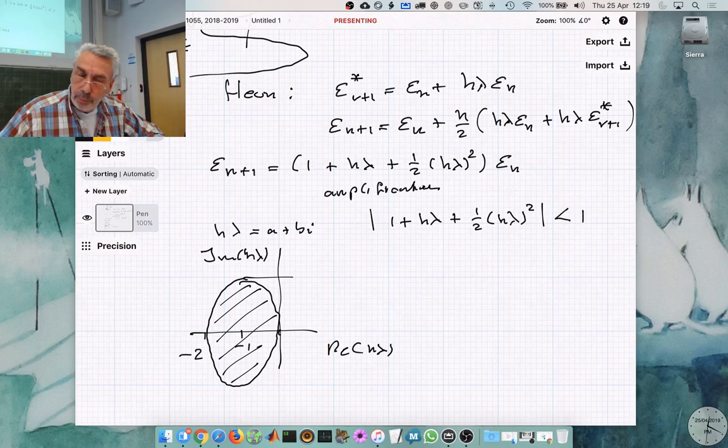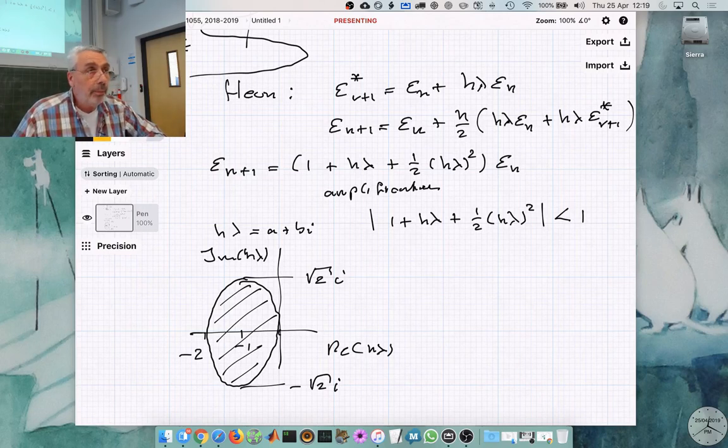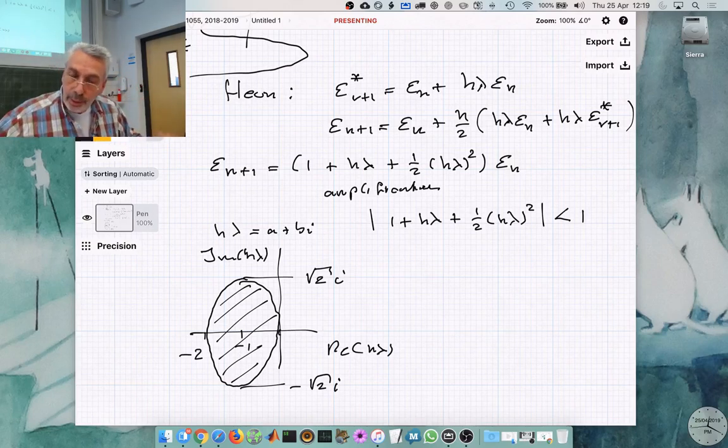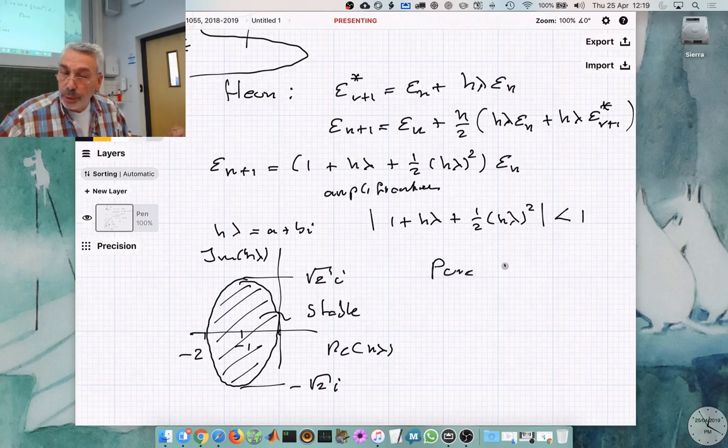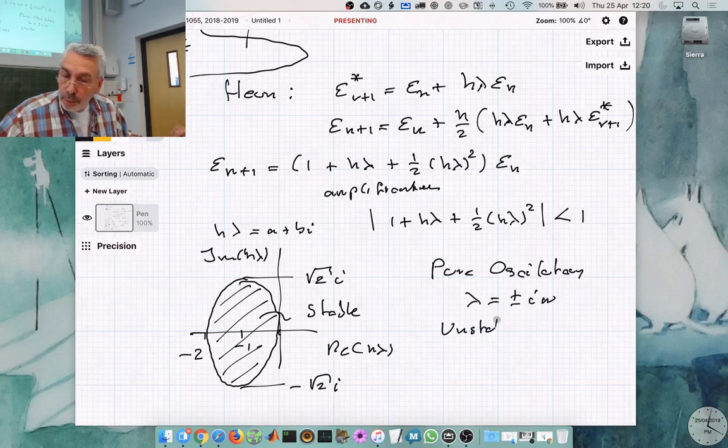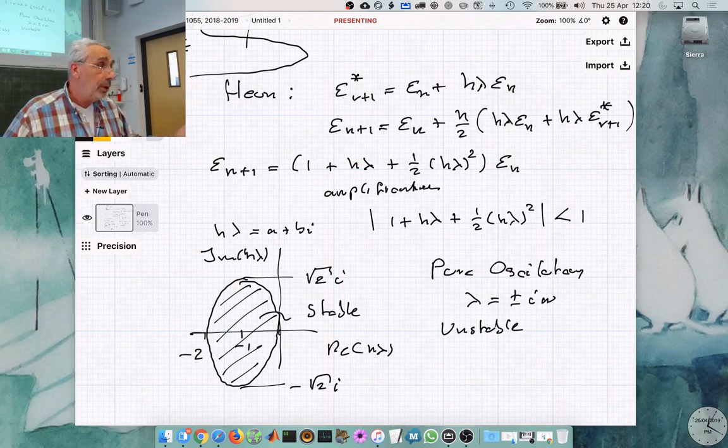And I think, if I remember well, this is square root 2i, and this is minus square root 2i. But still, the circle becomes a bit of an egg, and it's a bit bigger, and so again stable, no error propagation. But pure oscillatory systems still unstable. So for pure oscillatory lambda plus or minus I omega, unstable. So again, if you do your pendulum with the Heun scheme, it will grow again.